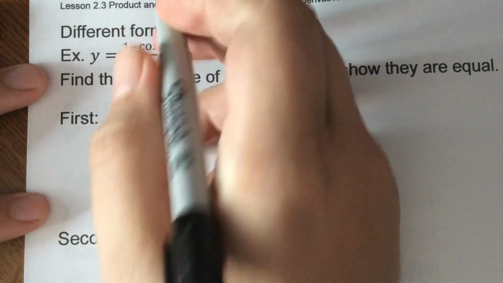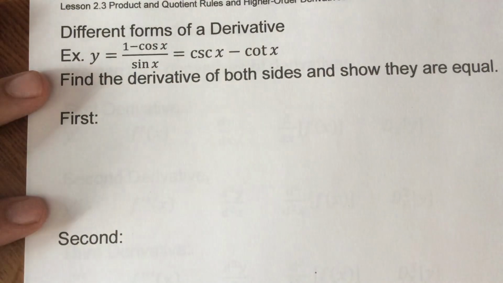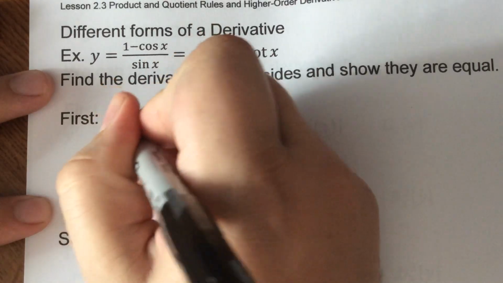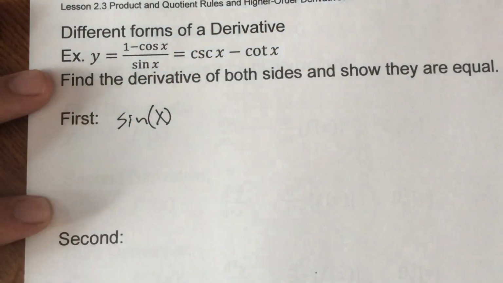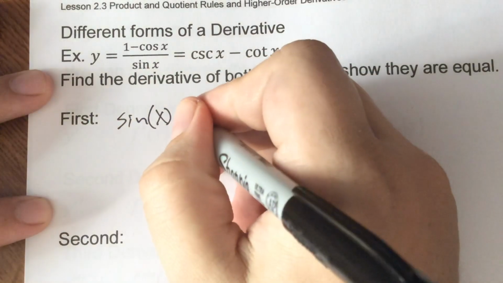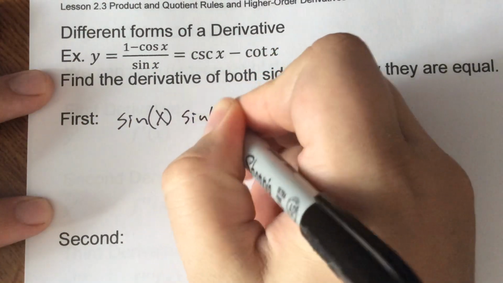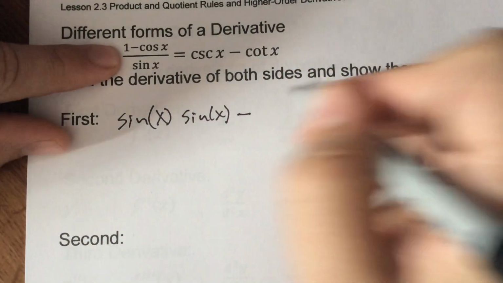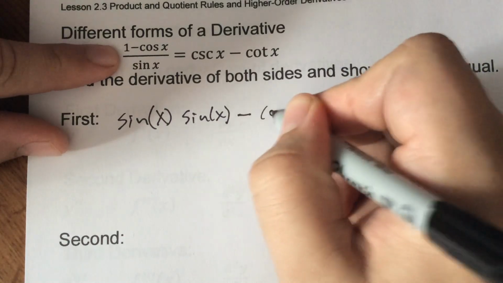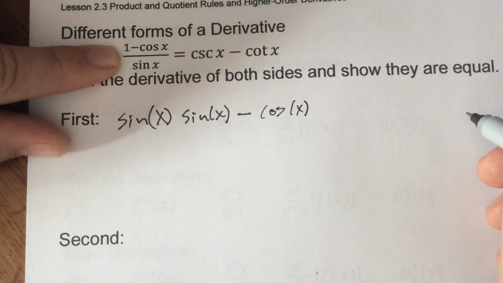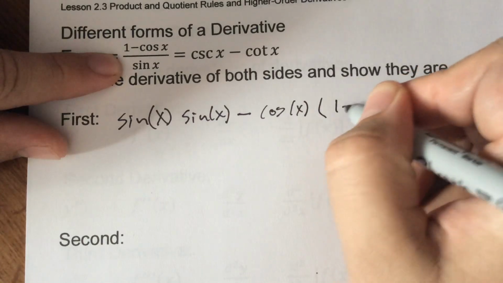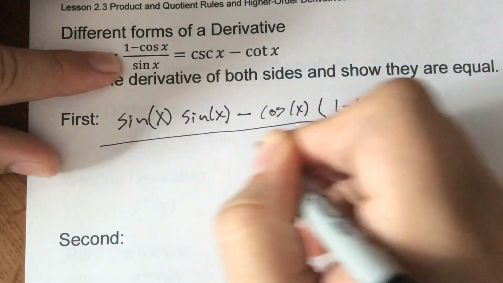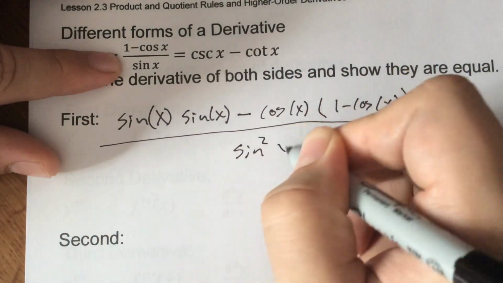So derivative of the top, derivative of 1 is 0, so that's gone. Derivative of cosine would go to a negative sine, so the negatives would cancel, and we would just have sine of x. Times the bottom, which is another sine of x. Minus. So derivative of the bottom would be a cosine x times the top of 1 minus cosine of x, all over the bottom squared. So sine squared x.